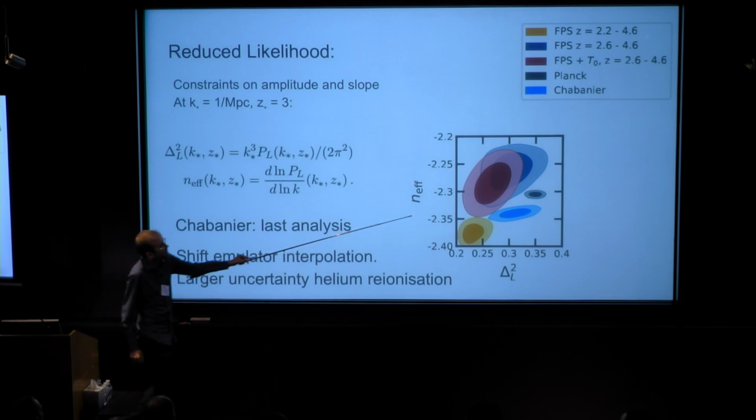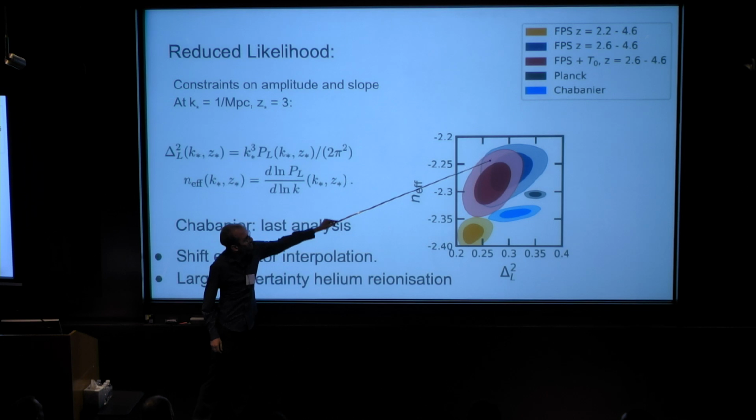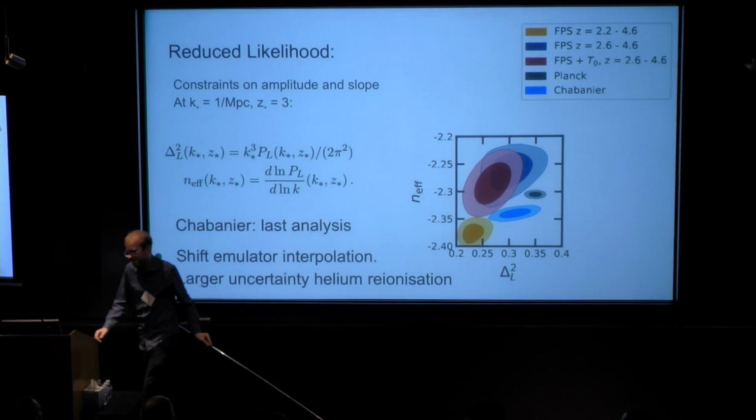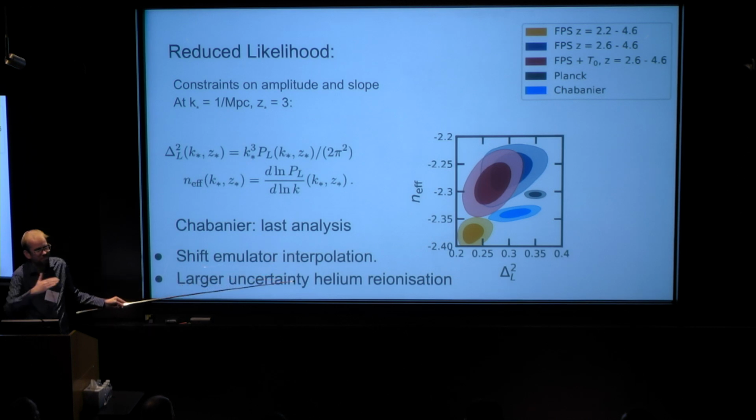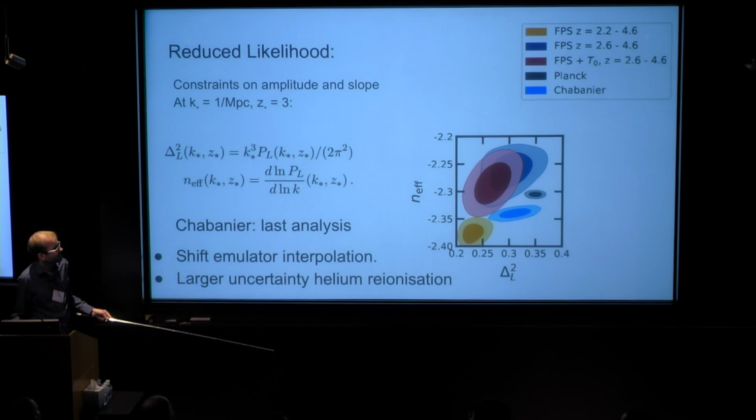The larger uncertainty in the slope is because we have a helium reionization model for the first time, and this induces a scale-dependent bias on the power spectrum. And so it is, of course, degenerate with measuring the slope of the power spectrum, right? So it makes the error bars a little bit larger, which is, I guess, annoying, because you would prefer to have small error bars, but there it is.